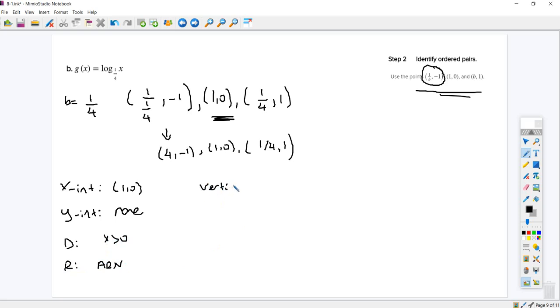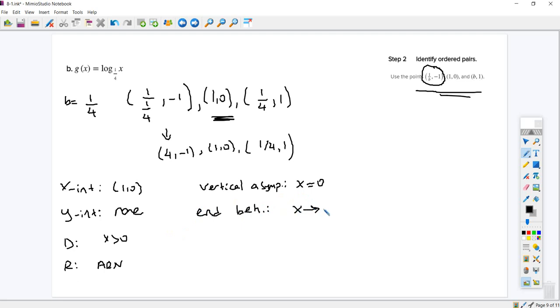Vertical asymptote. Since y-axis is the limit, we have x is equal to 0. Do not just say 0, say x is equal to 0. 0 is a number, x is equal to 0 is a line, a vertical line. We want this. And the end behavior.